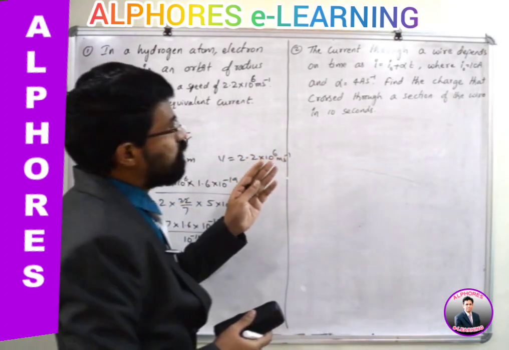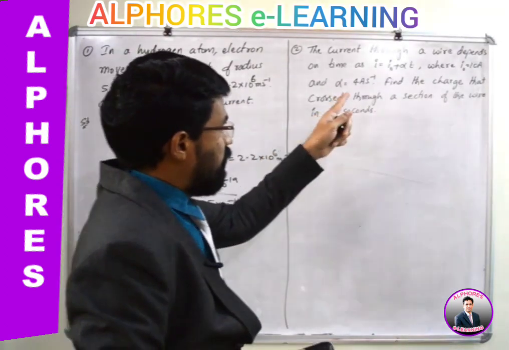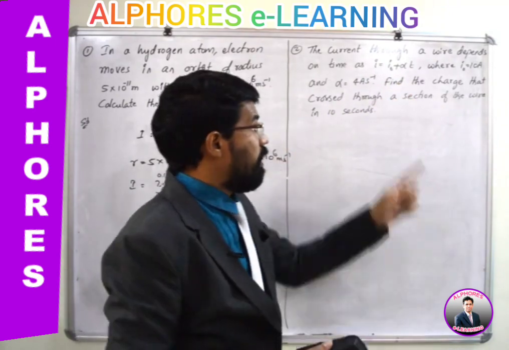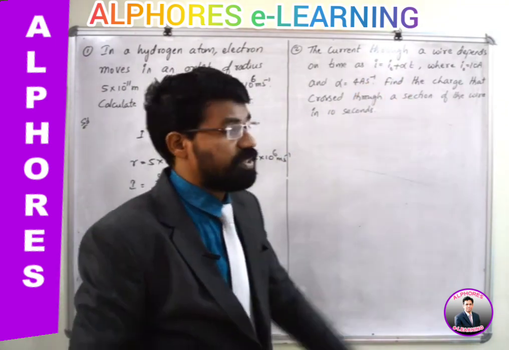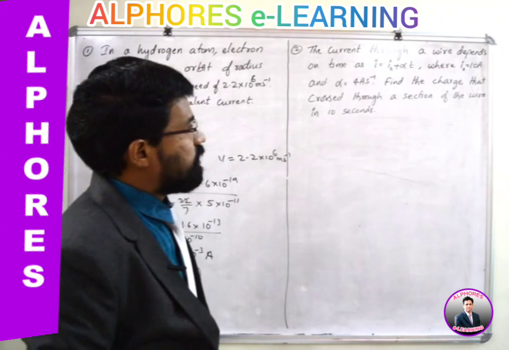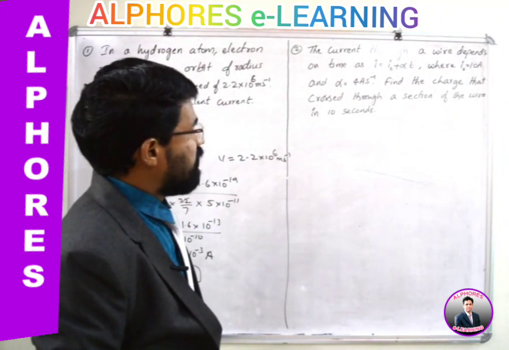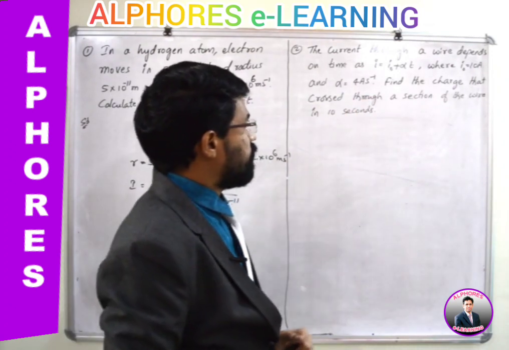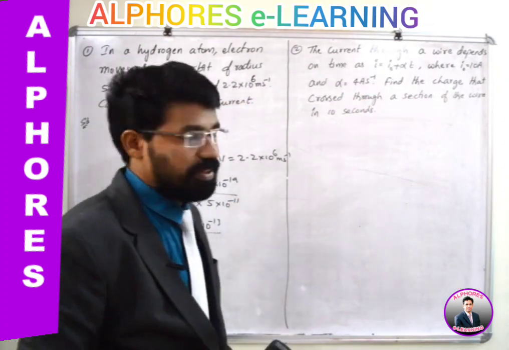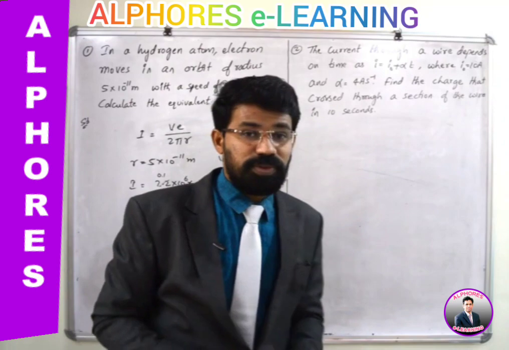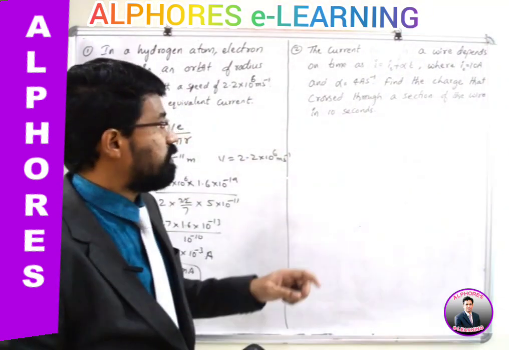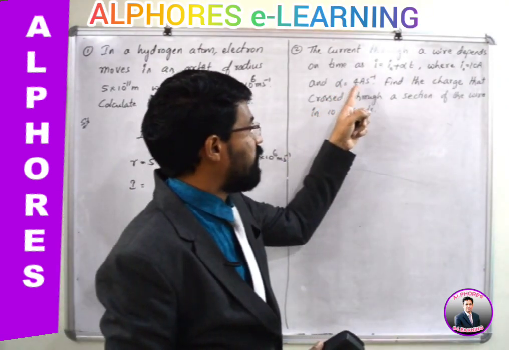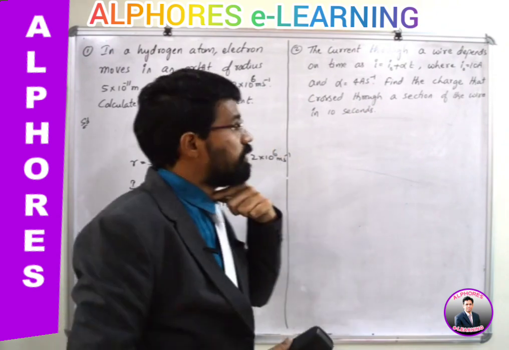It was said that the current through a wire depends on time, as current is given as a function of time, I = I naught plus alpha t, where I naught is 10 amperes and alpha is 4 ampere per second. Find the charge that crossed through a section of the wire in 10 seconds. So we have to find out how much charge has flown through the section of the wire in 10 seconds. See, alpha value is given as 4 ampere per second.